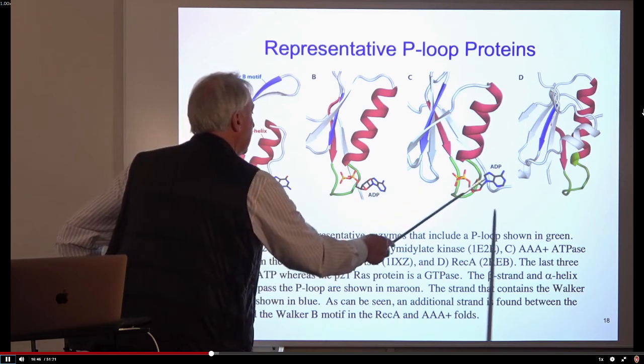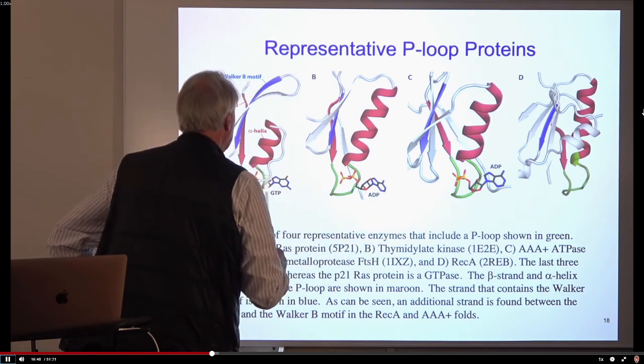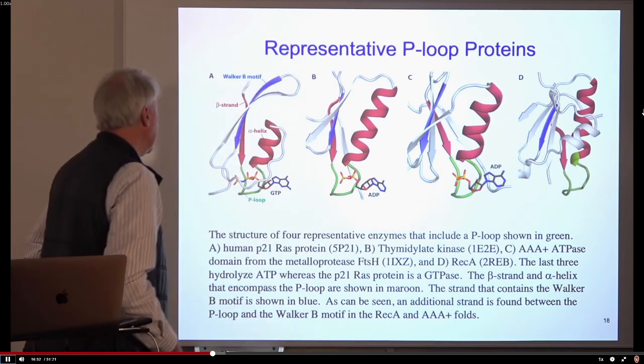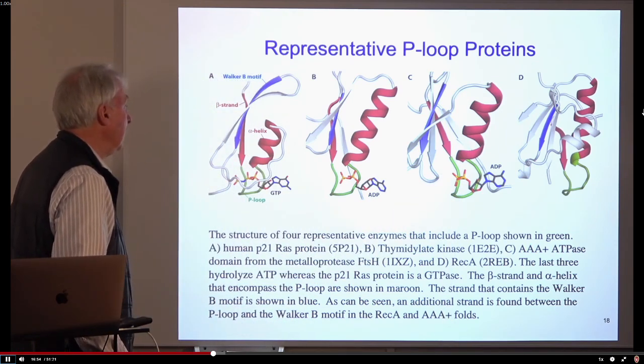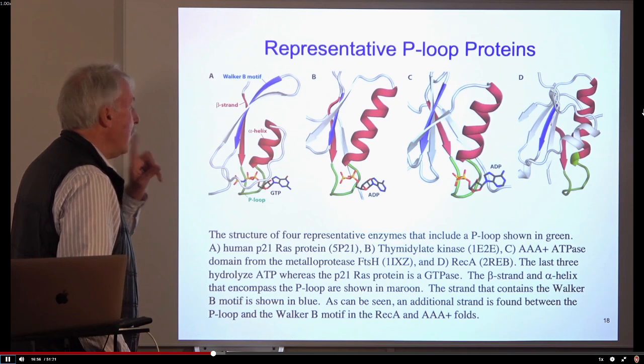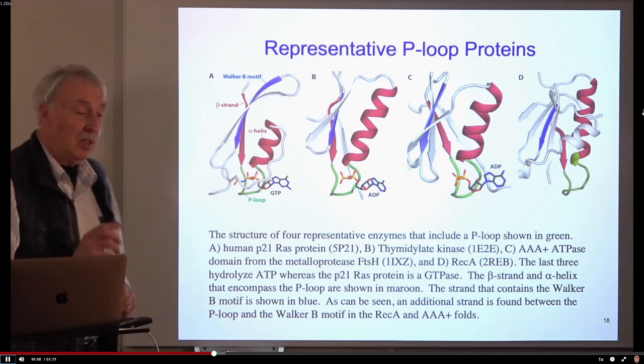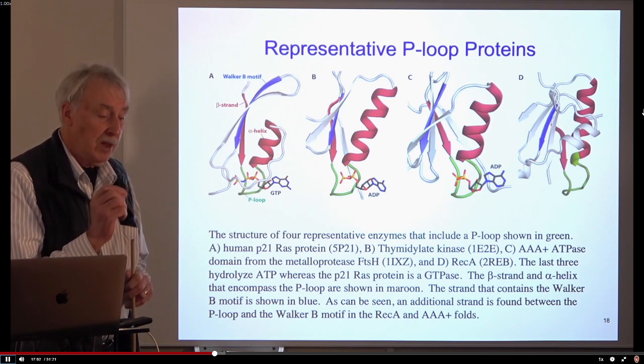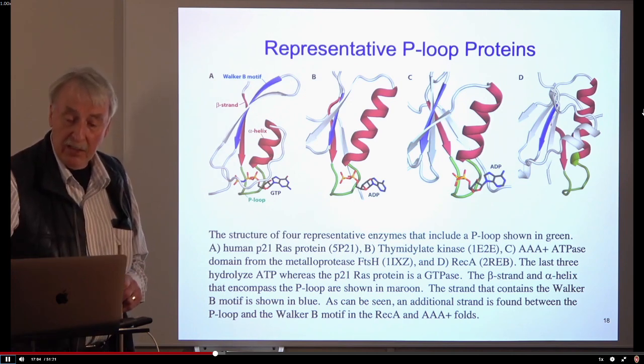What you will notice is that the conformation of these three, of GTP, ADP, and ADP in this case, are all very similar in nature. So what about the Walker B motif? I mentioned that it provides one coordination point for the magnesium ion.